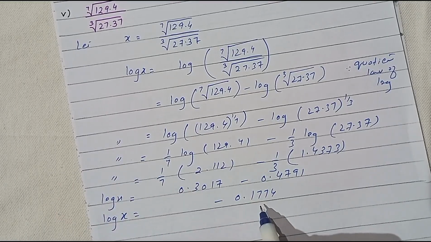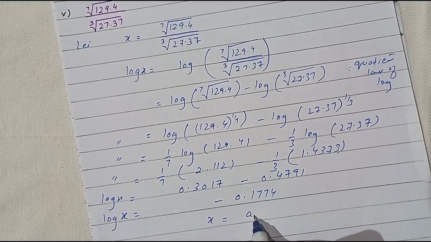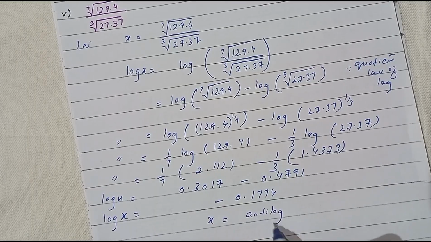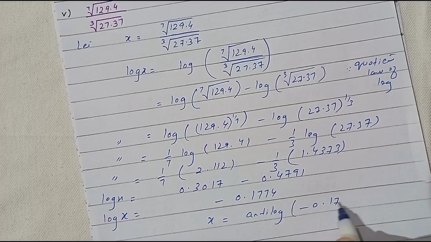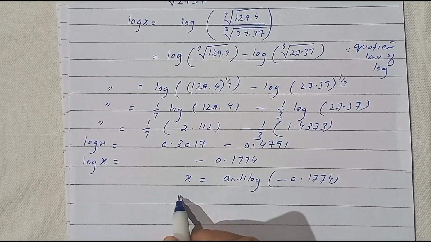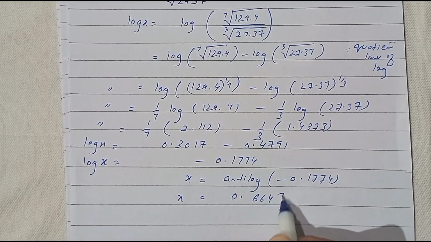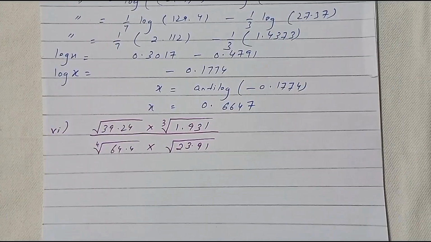So log of x equals that negative value. Now we have to find the value of x. So taking the anti-log of minus 0.1774, that equals 0.6647, which is the answer.